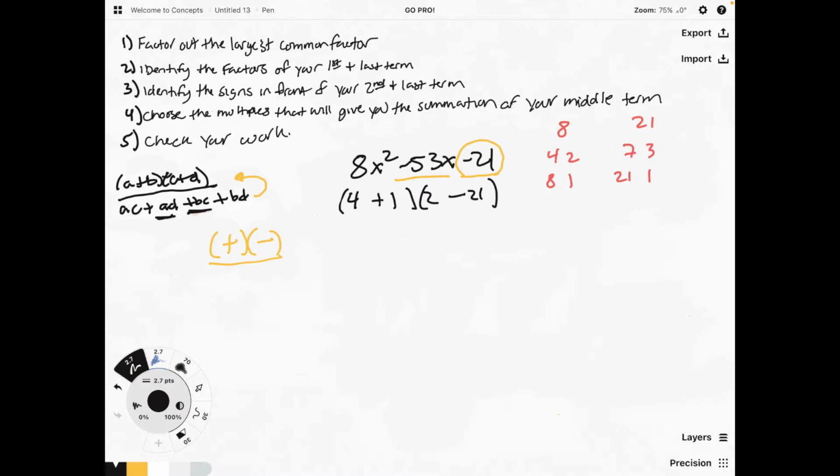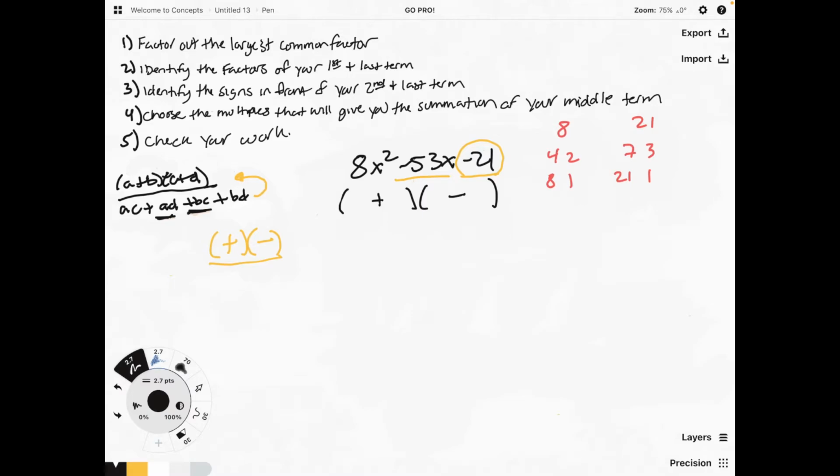So if I look at this, we have 4 times 2, which is 8, which is going to give us that first term. We have the 1 and 21, which is going to give us 21. It's going to be that last term, which is great. Now we need to work on this middle term. So we first do 4 times 21, which is 84. And then we do the 1 times 2, which is 2. So no matter what, if we have 84 plus or minus 2, that's not going to give us 53. Therefore, we have to choose different numbers.